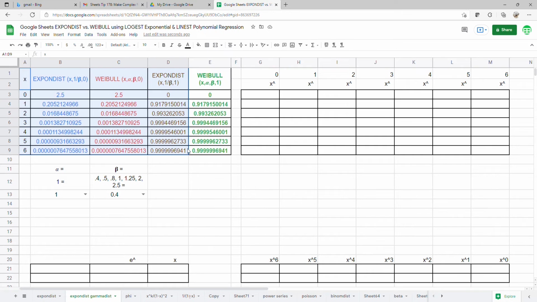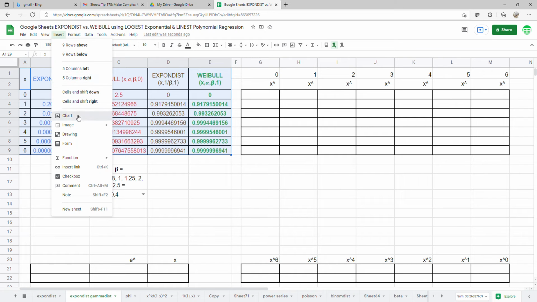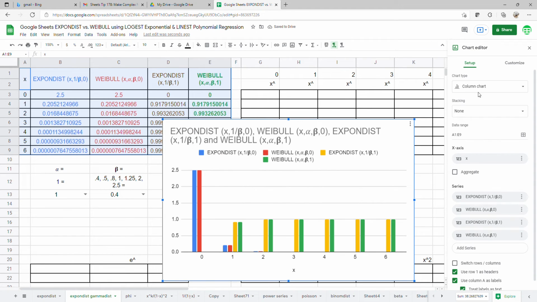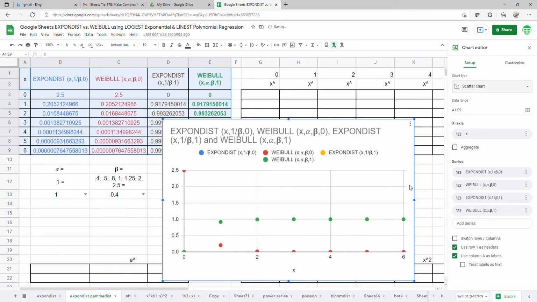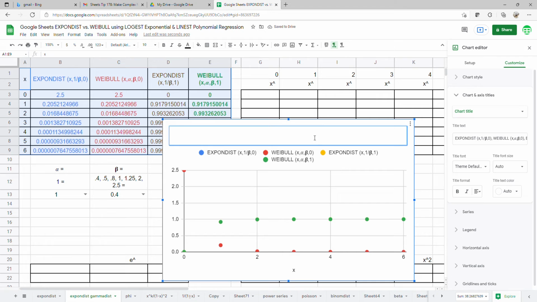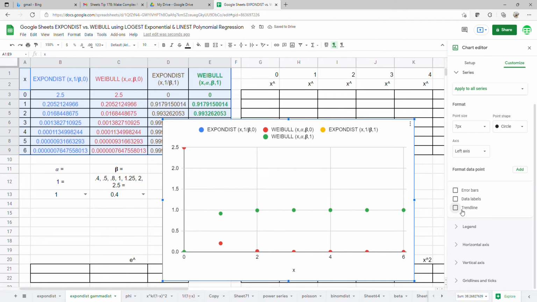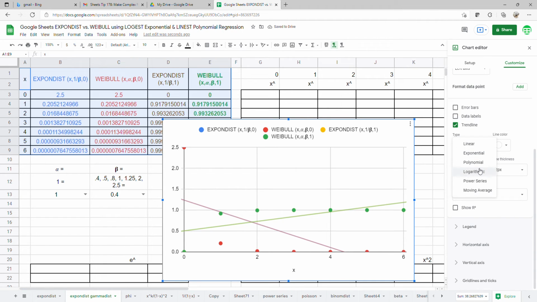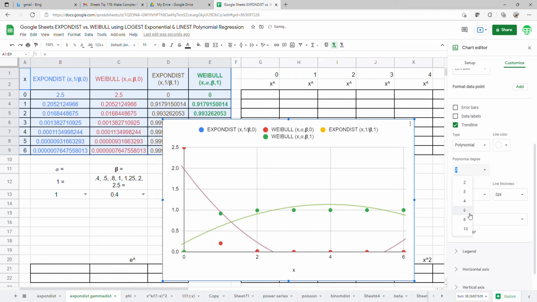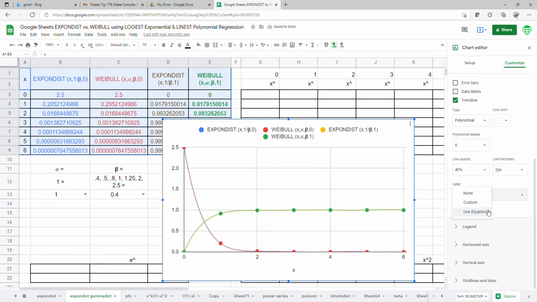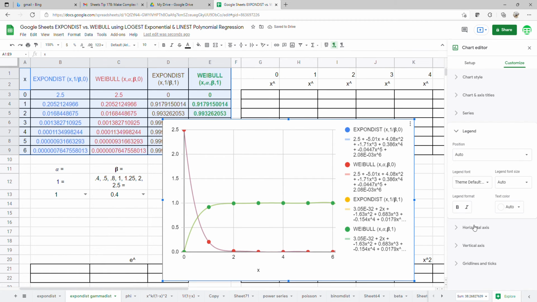But before we do that, we use the chart and show the trend line. So insert chart, and we use scatter chart. We don't need the title because this is Weibull. For the series, we show the trend line. That's a polynomial to the 6th degree. For the label, use the equation. For the legend, position at the bottom.